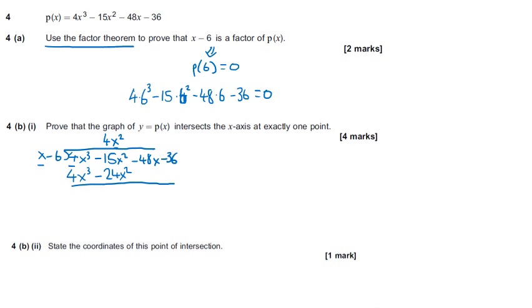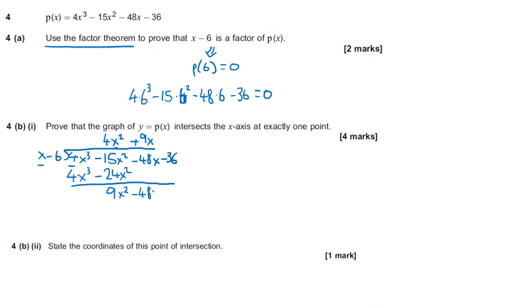And if we've done it correctly, the first term should always cancel. Second term, minus 15x squared minus minus 24x squared. So that's plus, that gives 9x squared there. And then we just repeat the process. So how many times does x go into 9x squared? It goes in 9x times.